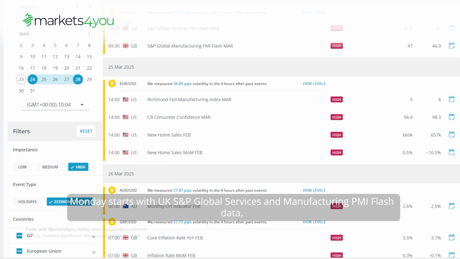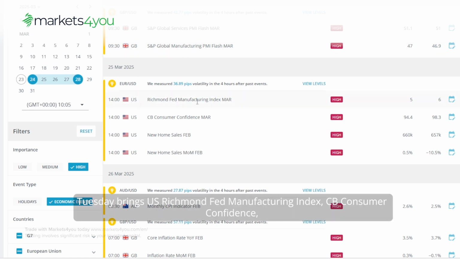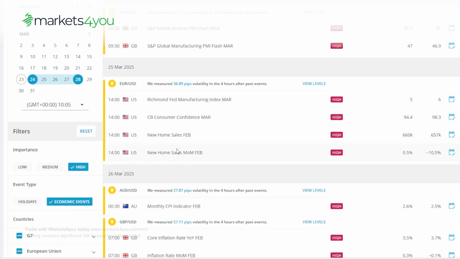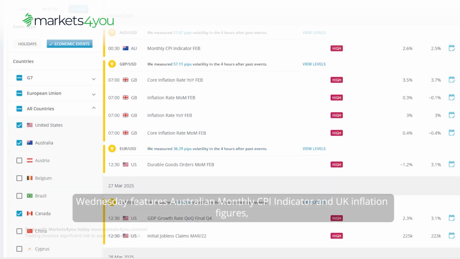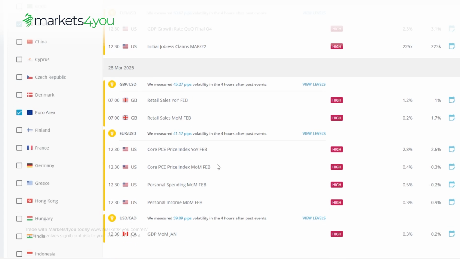Monday starts with UK S&P Global services and manufacturing PMI Flash data, which could provide early direction for pound traders. Tuesday brings US Richmond Fed Manufacturing Index, CB consumer confidence, and new home sales data, which typically affect dollar pairs. Wednesday features Australian monthly CPI indicator and UK inflation figures, including core inflation rate and headline inflation data. We'll also see US durable goods orders.